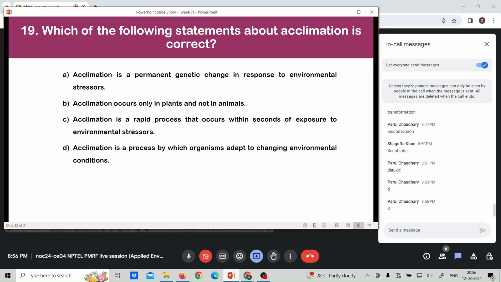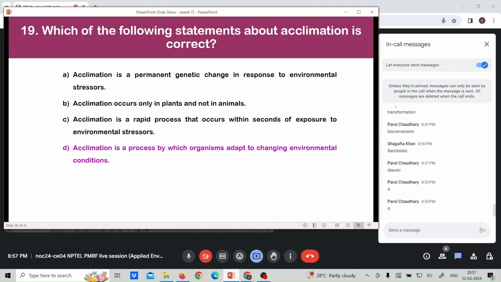Okay, so the answer for this question will be D only. Acclimation is a process by which organisms adapt to the changing environmental condition. It's a slow process. They cannot rapidly adapt when you put them into some different environment. It's not the case. You see, right? Even in microbes, you have this lag phase.